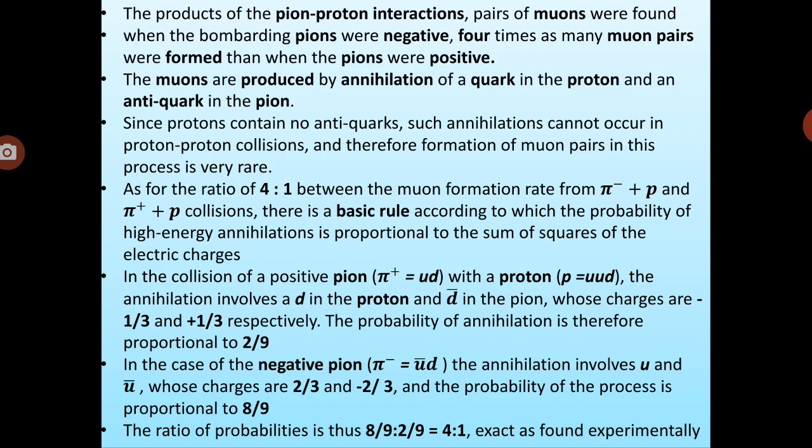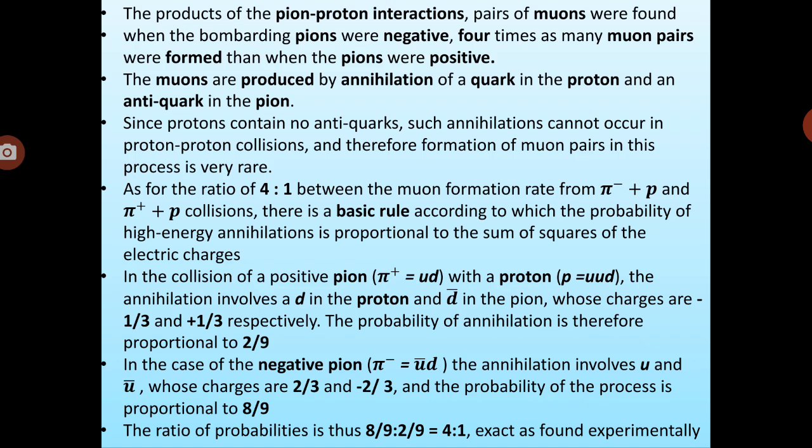So in the collision of a positive pion, that is pi plus, having the quarks U d bar, with a proton having quarks UUD, the annihilation involves a d in the proton and a d bar in the pion, whose charges are minus 1 by 3 and plus 1 by 3. The d quark has the charge minus 1 by 3, and the anti-quark of d, that is d bar, has charge plus 1 by 3. So the probability of annihilation is proportional to 2 by 9. How does it come?